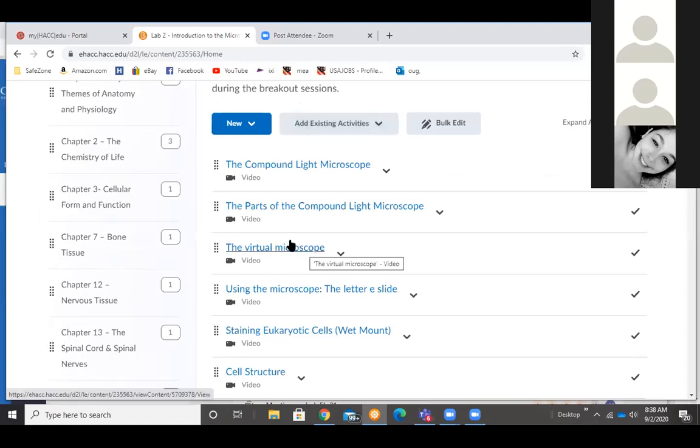This next one is using a virtual microscope and showing how things change. It's a video kind of like a movie demoing a microscope that you can log into online and use.